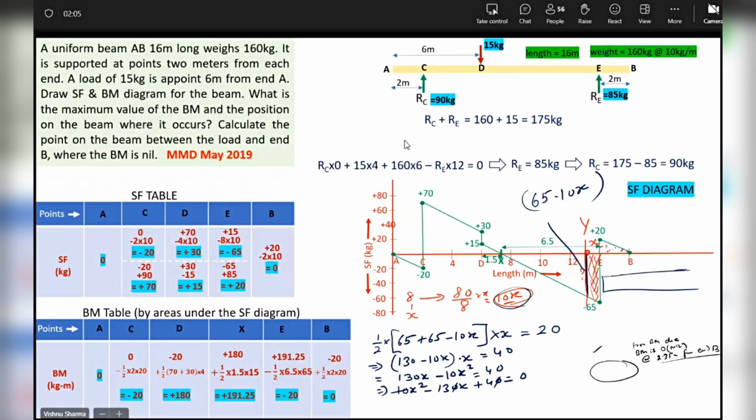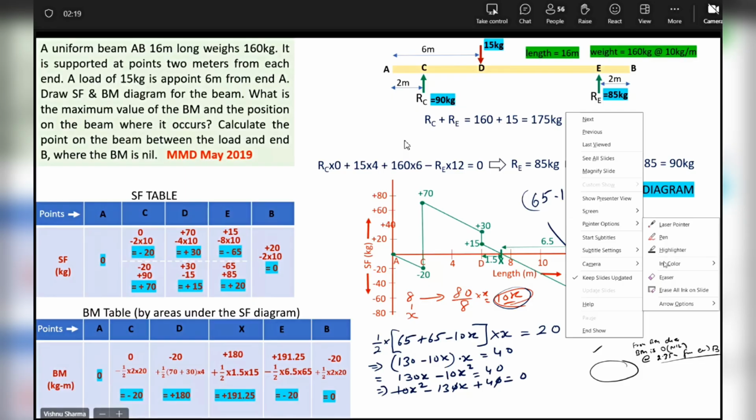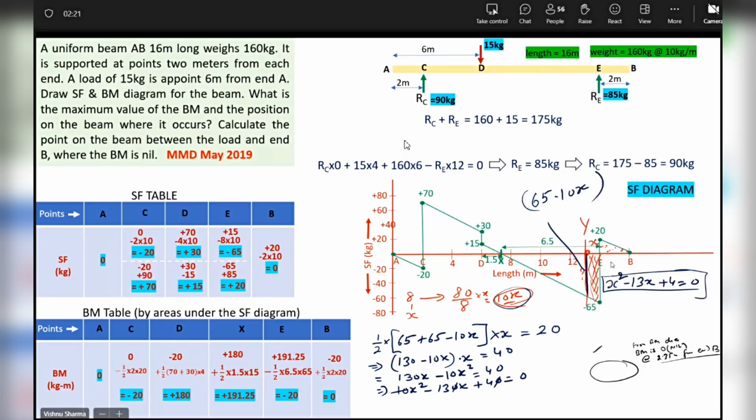What quadratic equation am I left with? I'm left with x square minus 13x plus 4 is equal to 0. I have to find the value of x. I will use the quadratic formula for the roots of the quadratic equation. Those of you who are able to get it, good enough. x will be equal to minus b, my mistake, minus b plus minus under root b square minus 4ac upon 2a. Here b is 13, a is 1 and c is 4.